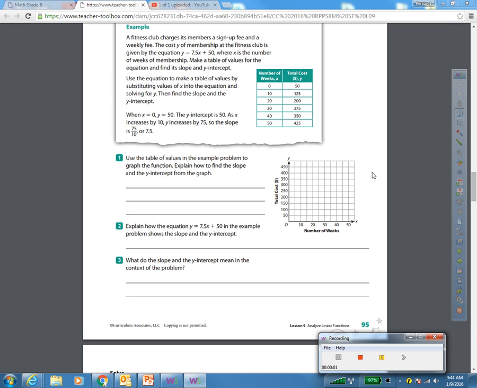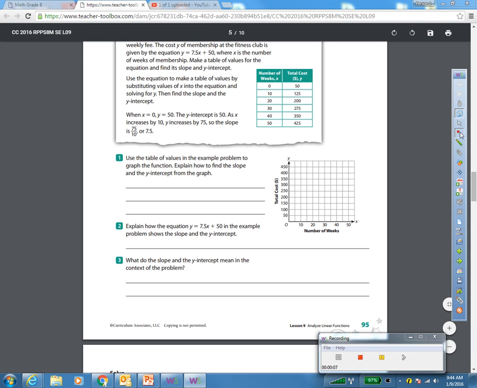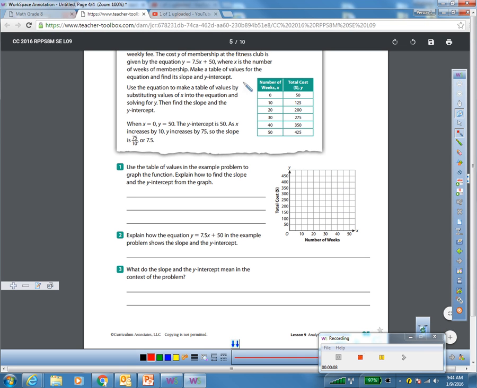Class, this is homework help with page 95 and 96. So we're going to start by reading the situation up top here. It's talking about a gym membership, and that the gym members charge a sign-up fee plus a weekly fee as well. It says the cost of the membership at the fitness club is given by this equation. X is the number of weeks.